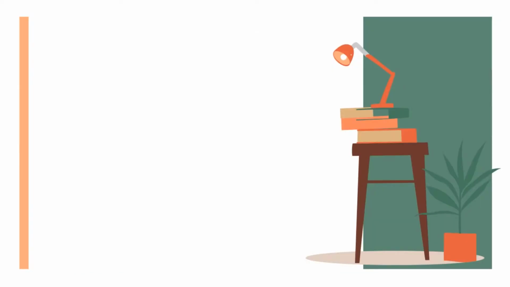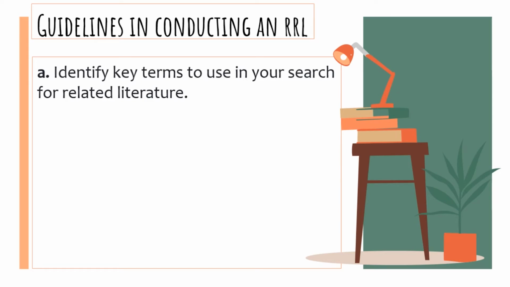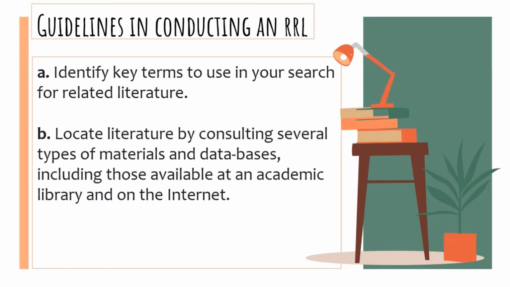But let me ask you this question. How would you begin in conducting literature review? Well, let me give you some guidelines. First, identify and list down the key terms to use in search for related literature. Begin your search of the related literature by narrowing your topic to a few key terms using 1 or 2 words or short phrases. Next, locate literature by consulting several types of materials in databases, including those available at an academic library and on the internet, which means you can now begin the actual search for relevant literature.